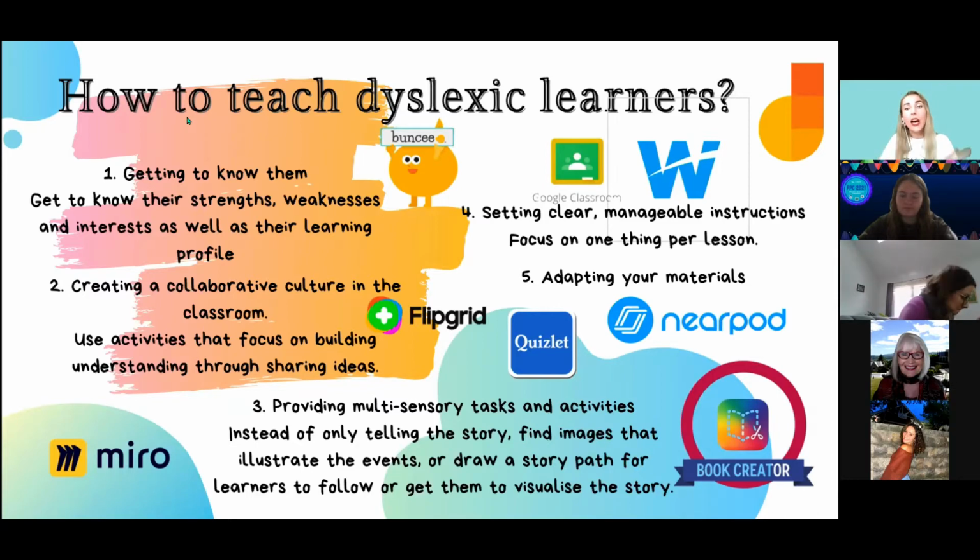So some of them chose to create a book about themselves, someone about BTS, and someone about their favorite authors or people who inspire them. So it depends. Choice is really important, essential here. So provide multi-sensory tasks and activities instead of only telling the story. And adapting your materials is essential, depending on the age of your students and so on.